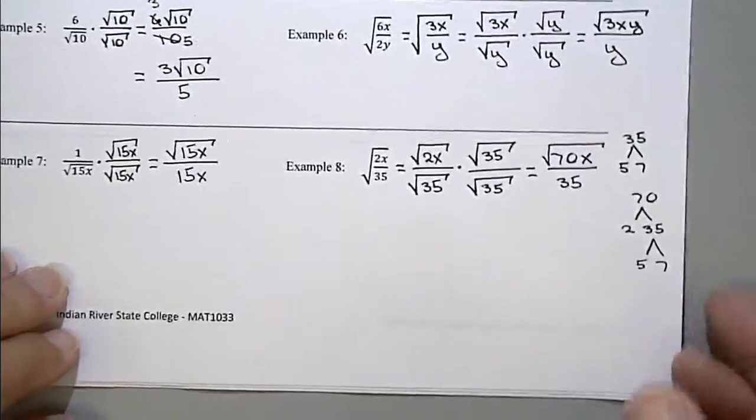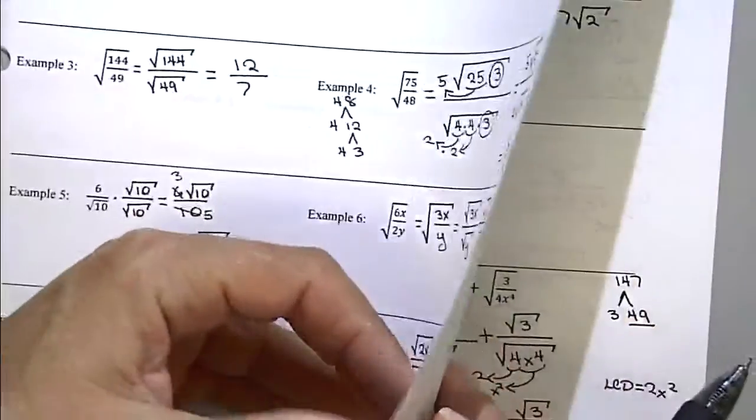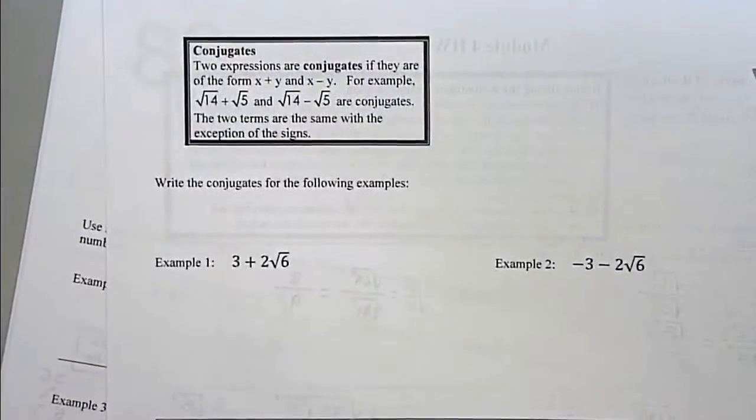Okay? All right, moving right along, page 39. How many pages do I have in this thing anyway? 40? 41? Oh, great. Okay.